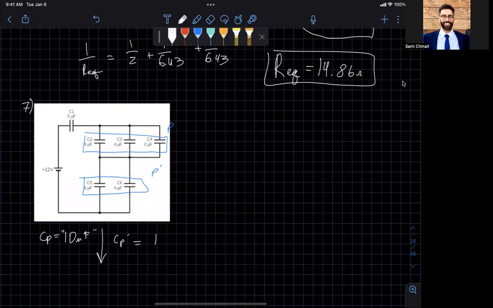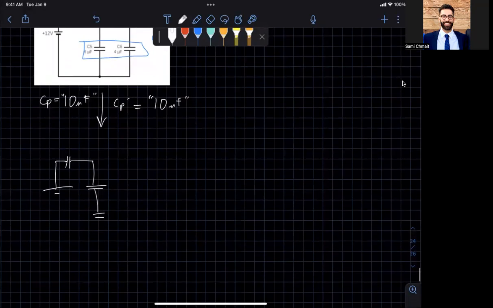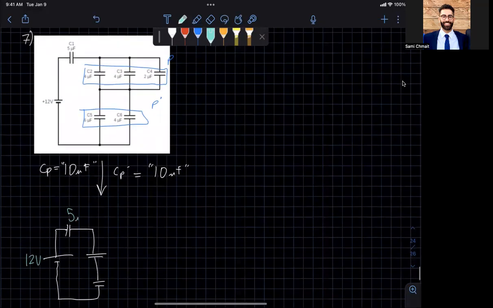And again, this is equal to 10 microfarad. I put it in quotes because it's the condensed form and we're just going to be cleaning it up a little bit. At this point, we can redraw something like this. We have that 5 microfarad, and then we have these two right here, coming back around like this, and we can relabel. So we have that 12 volts, that 5 microfarad, that 10 microfarad.